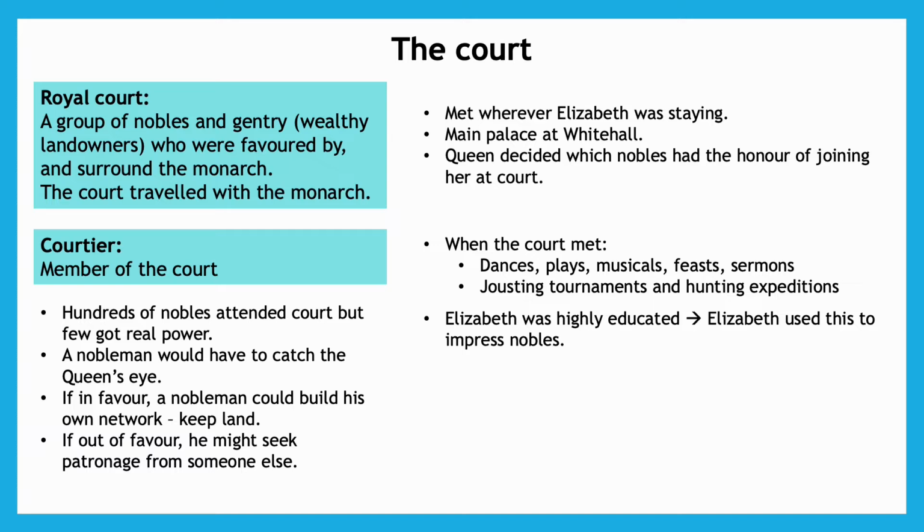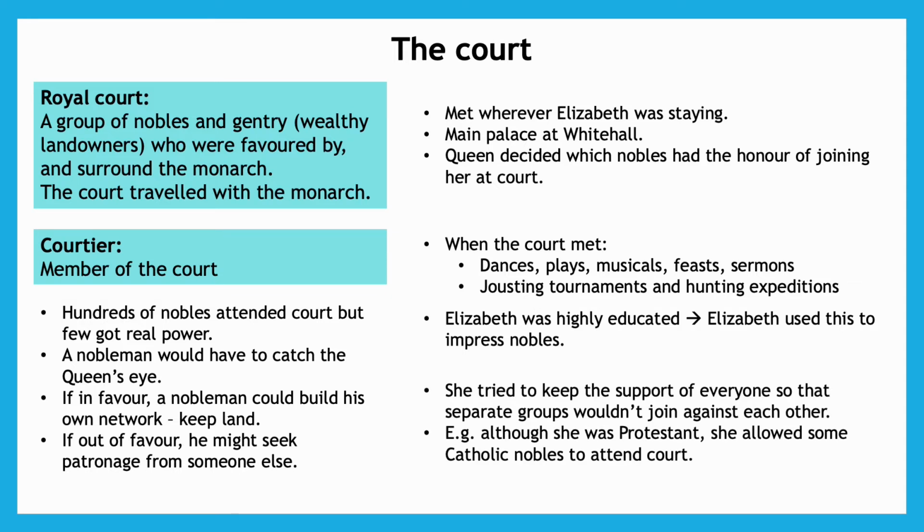They'd have to catch the Queen's eye to be in favour, and when a noble was in favour, they could build networks and keep land, but they might seek patronage from someone else if they were out of favour. So she did try and keep the support of everyone. She could choose who was in this court, and even though she was Protestant, she allowed some Catholic nobles to attend court. She didn't want strong groups against her and lots of opposition.